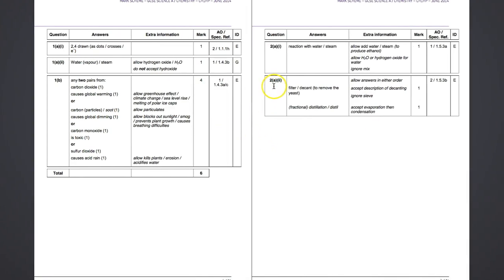If we go here, 2AII, first part, how would you get rid of the yeast? At the bottom, filter or decant to remove the yeast, perfect answer. And down here we can see that fractional distillation or just distilling is a perfect answer, although of course it also accepts evaporation, then condensation. Notice though, if it does say evaporation, you then have to condense it again at a different temperature to get the ethanol out of it. Do notice as well, it says ignore sieve. That first part, you know, filter, sieve, doesn't seem like there's much in it, but it's the filtration that's actually going to separate that yeast from the solution, not just sieving it.